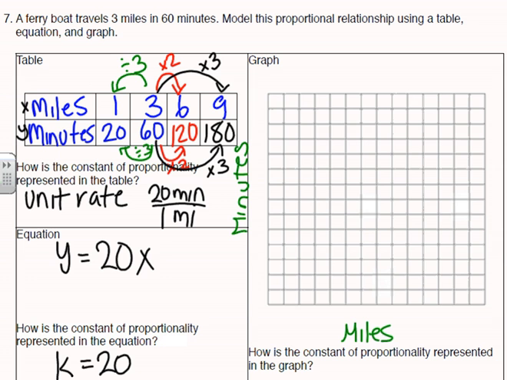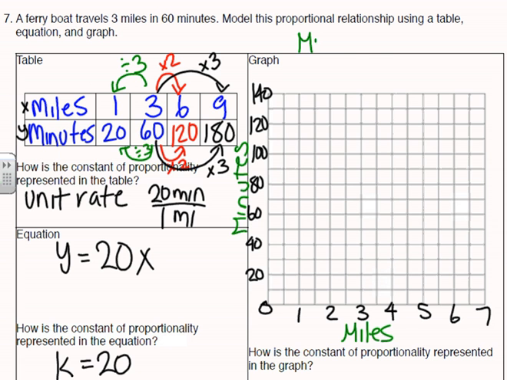Okay, so miles, let's just count. So here's 0. 1, 2, 3, 4. And then minutes. Let's count by 20s. Okay, title for the graph. Minutes per mile. And we're going to plot our points.